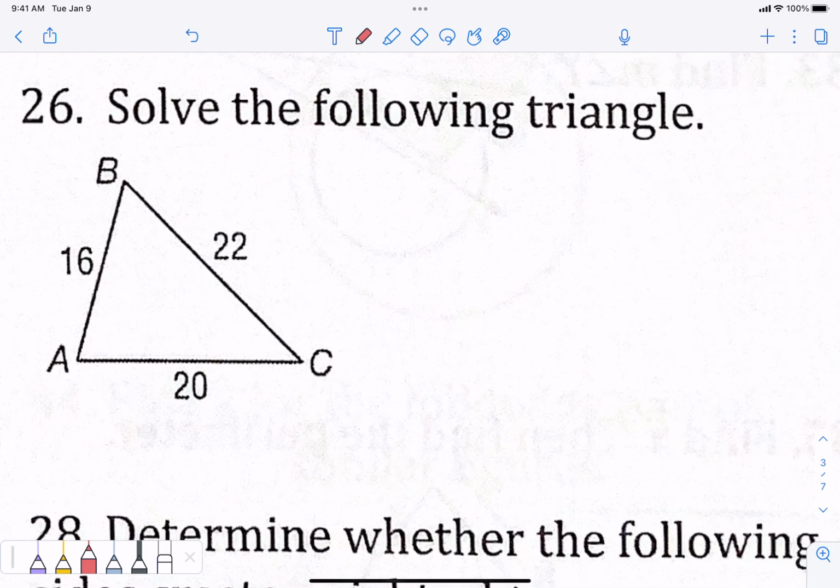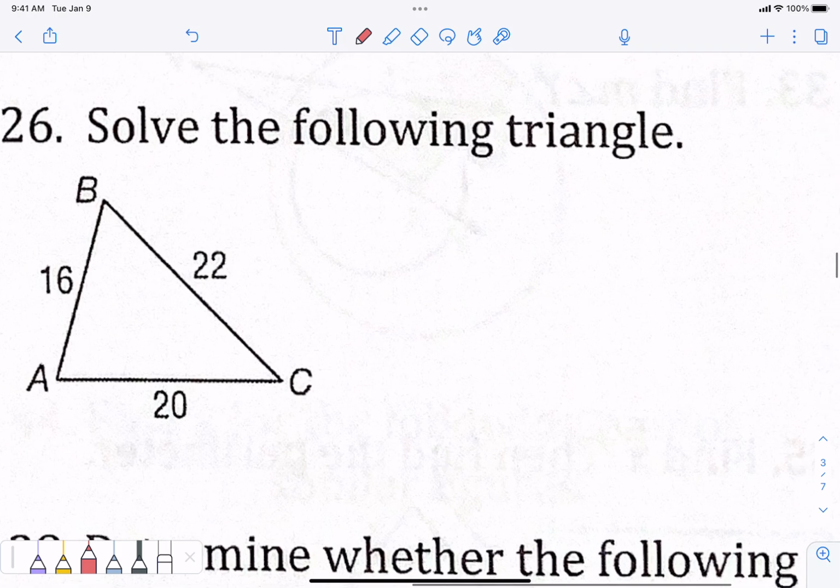26 and 27 are going to be the toughies, okay? Those are going to be the tough ones. So take a deep breath. Here we go. Solve the following triangle. That means capital A, capital B, capital C, lowercase a, lowercase b, lowercase c. Yuck. And they always give you 3 pieces of information. And this one's a tough one.